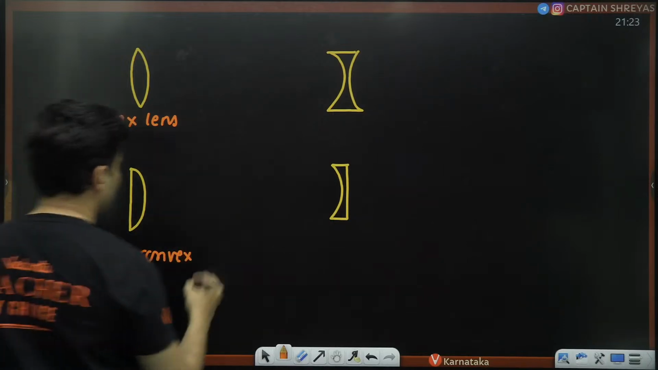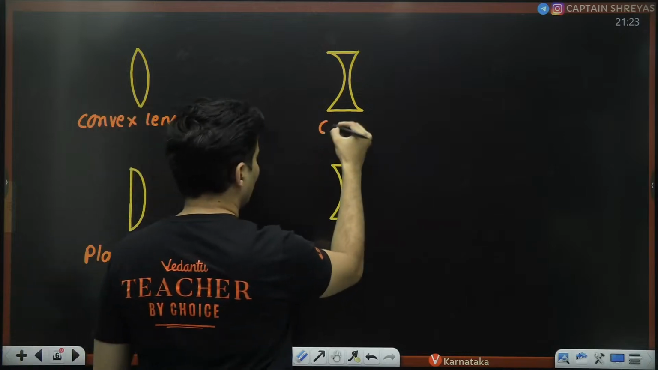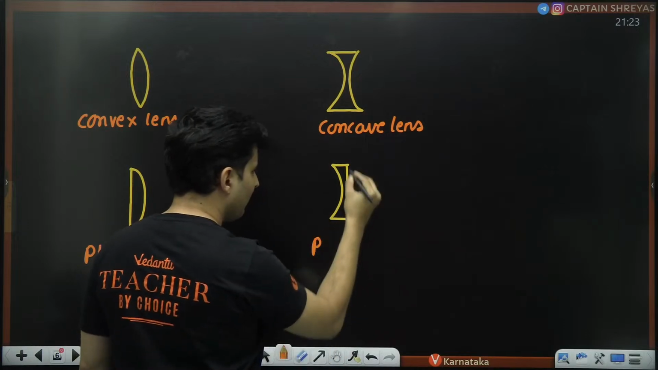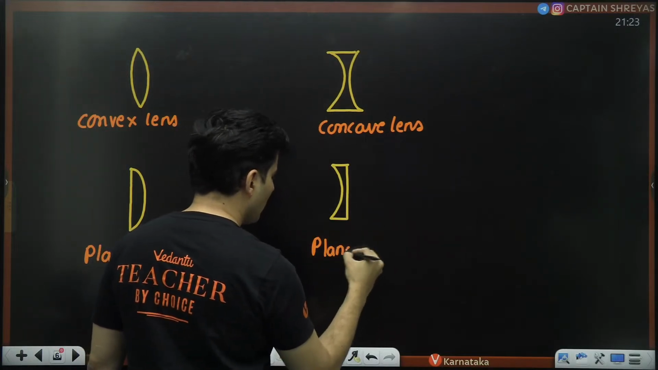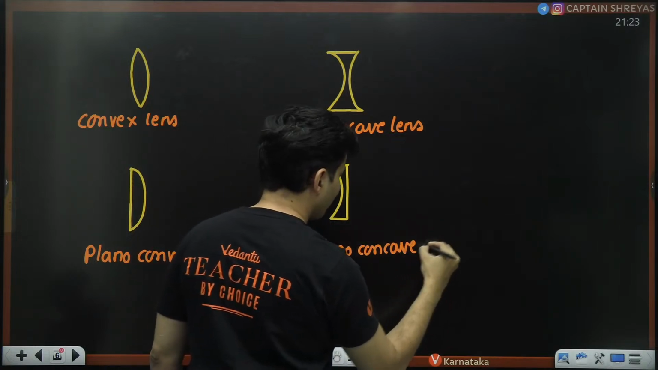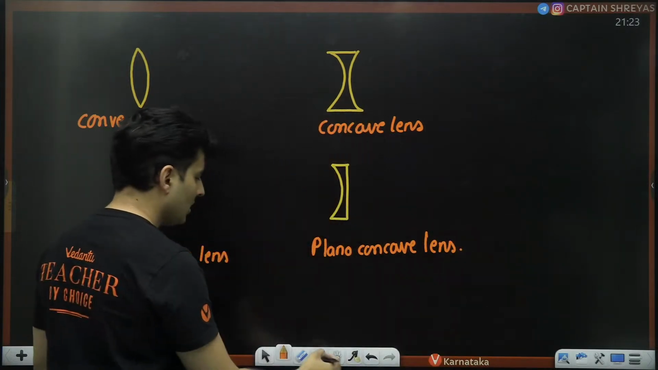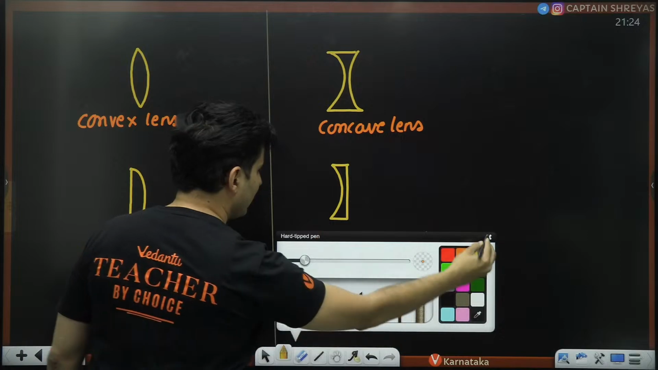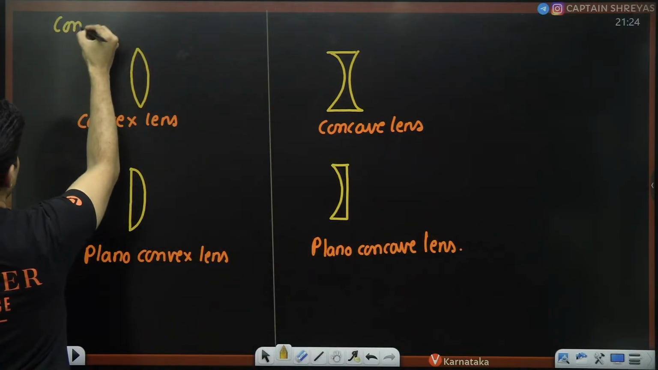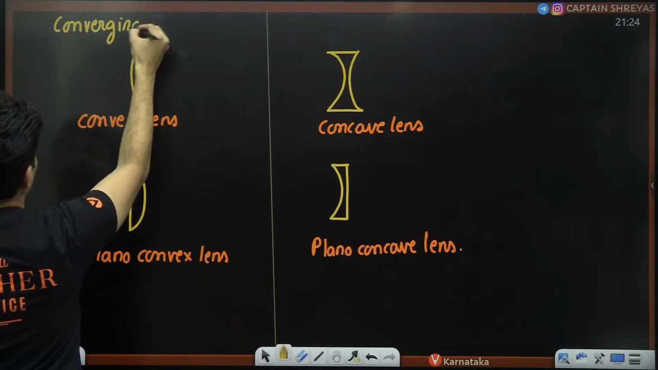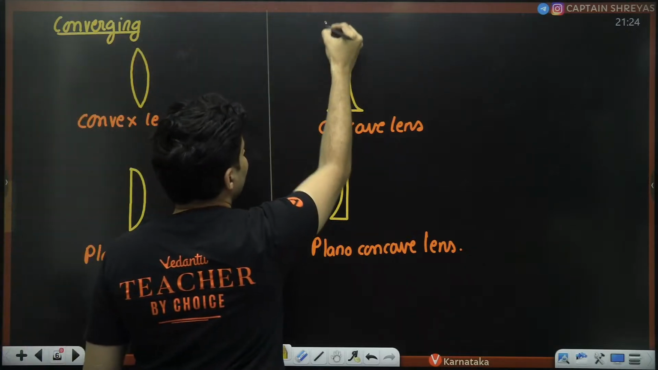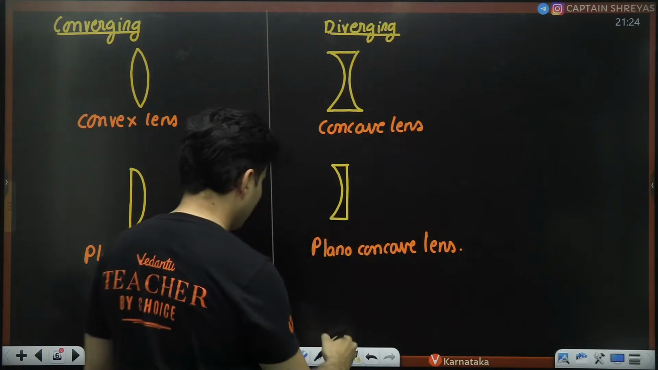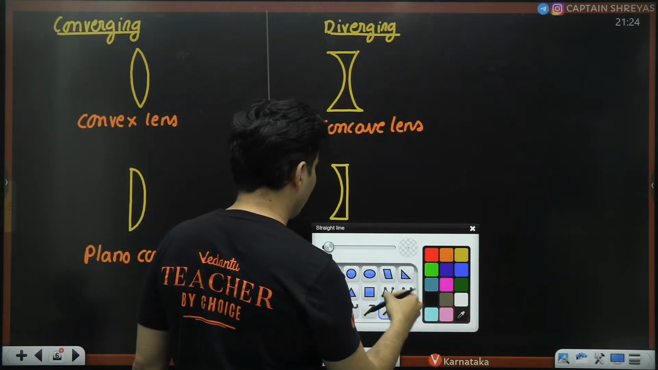This is a plano-convex lens. This is obviously a concave lens. This is a plane surface with a concave side, so a plano-concave lens. That's how the naming goes. If you further bifurcate over here, all these lenses on this side are converging in nature, whereas this is diverging in nature.